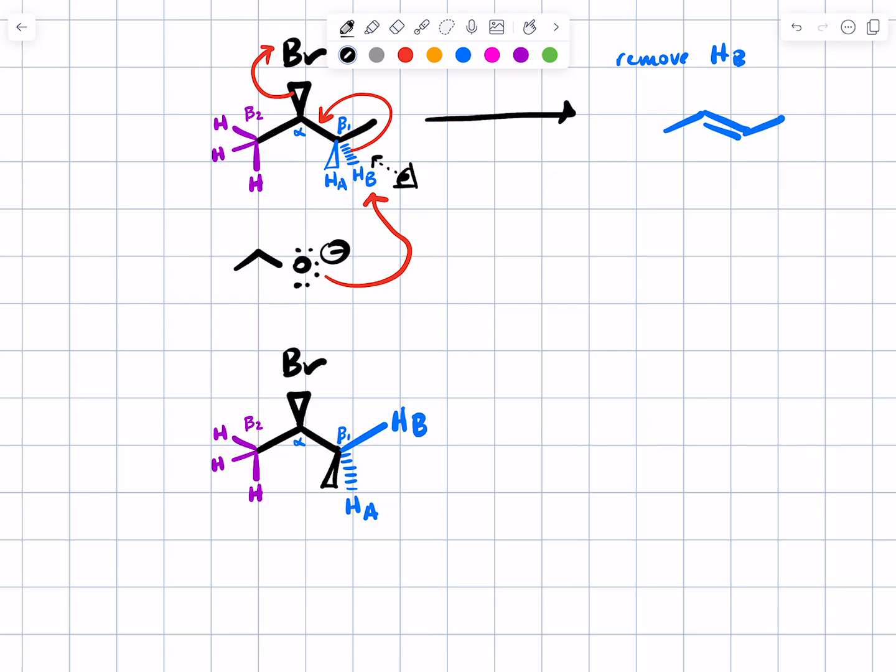If you're struggling to see it in your head, that only means you need to work with the model set. You need to build this model, do what I said, rotate HB until it's anti to the leaving group, and then redraw the molecule and see how that changes. Okay? This is important. If you're not good at it, take the time to get good at it. It's going to save you some points on the exam.